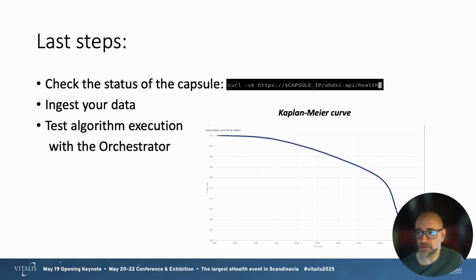Once the capsule has been deployed, we just need to make sure that everything is running properly. So we invoke the Odyssey API to make sure that all the processes are returning an OK. Then we ingest the data and we run an algorithm on the federated infrastructure from the orchestrator. This small graph you can see here is a Kaplan-Meier curve that has been run against our federated infrastructure.